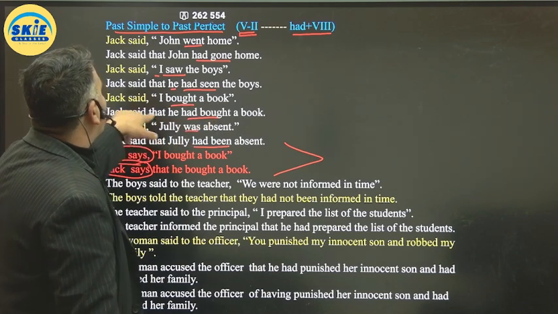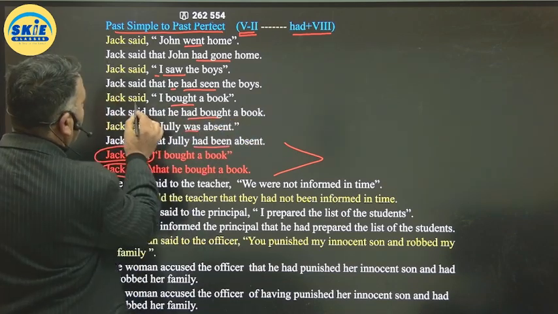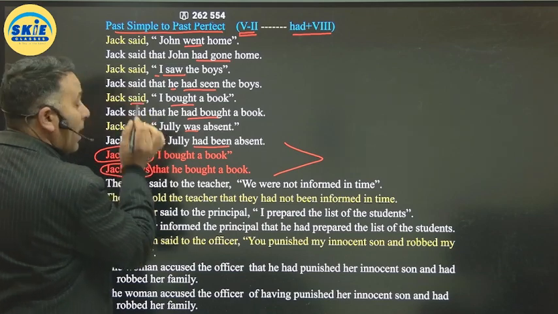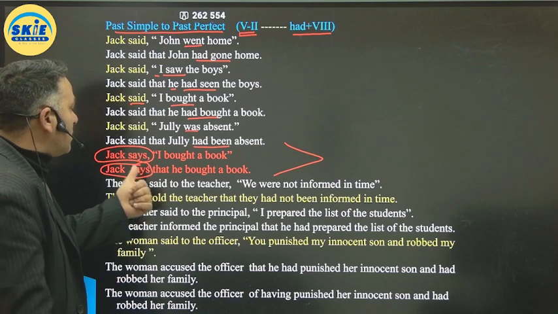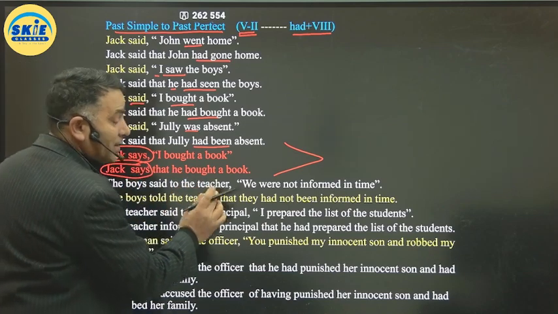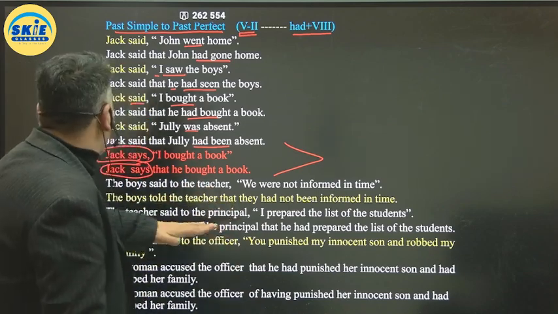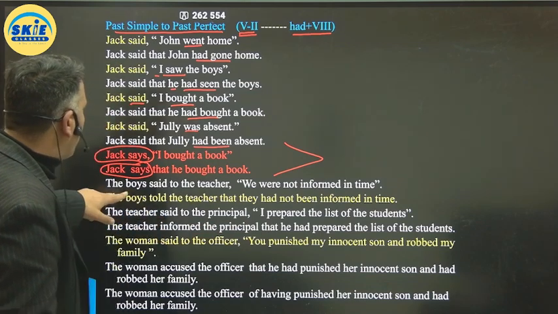Here we wrote, Jack said that he had bought a book. Why? Because the reporting verb was in past. But here you say Jack says, which means the reporting verb is in present tense. Hence, there is no change in the tense here in the reported speech. Okay, guys? Now, a couple of examples more.